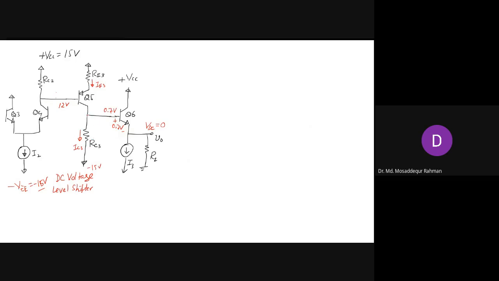Now our main target here is to make this 0.7. That will depend on the voltage drop here, right? And the collector terminal of Q5, we can call VC5, right? So what should the voltage VC5 be? We can write that VC5 should be minus 15 plus the voltage drop here.